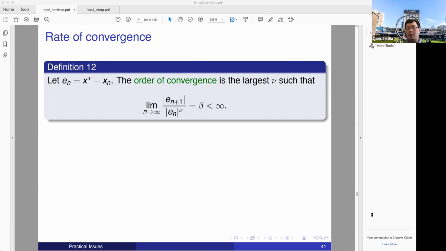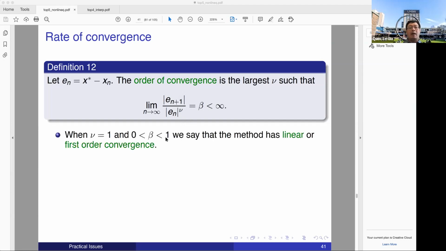Anyone? So what is the order of convergence for fixed point iteration? Remember we have En plus 1 over En equal to G prime at X star. Then what is the order of convergence for fixed point iteration? 1, yes, linear. And then what is the order of convergence for Newton method? 2, right, because you have En plus 1 over En squared. So when nu equals 1, we say linear or first order convergence.